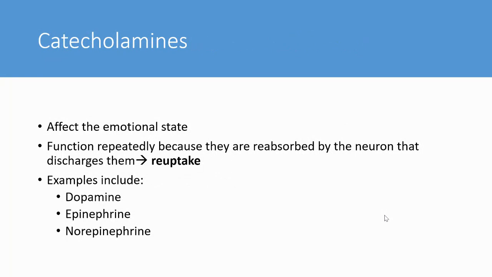Catecholamines affect your emotional state. These function repeatedly because they are reabsorbed by the neuron that discharges them. It's called reuptake. Examples of the drugs that impact this are dopamine, epinephrine, and norepinephrine.